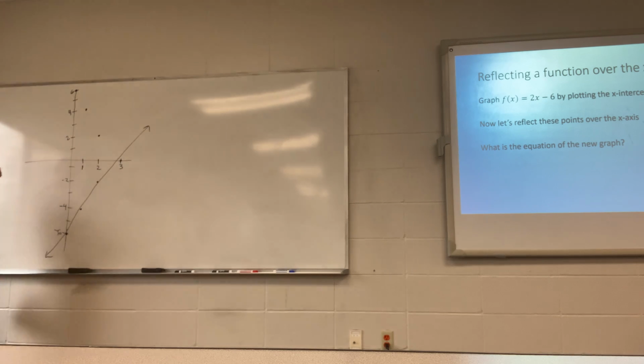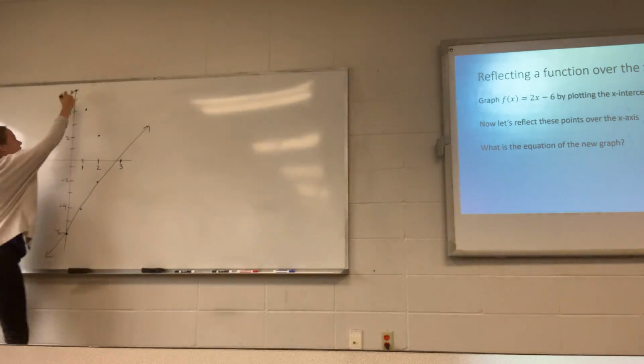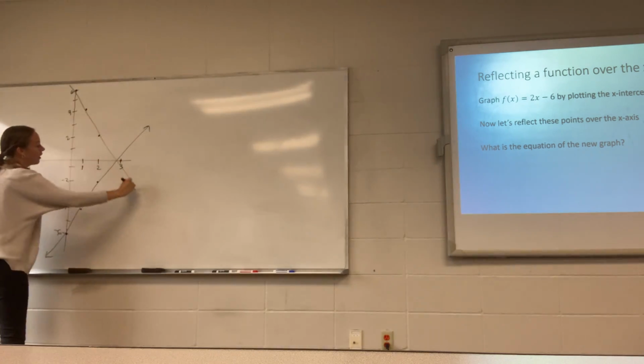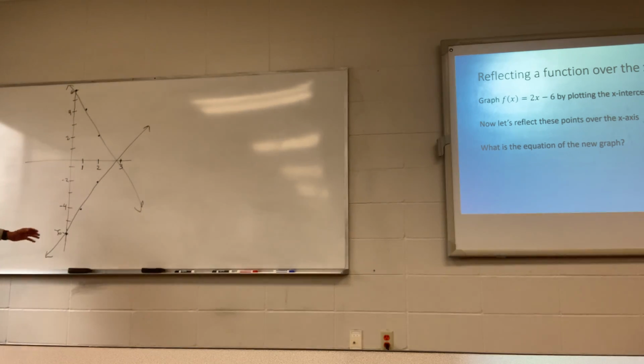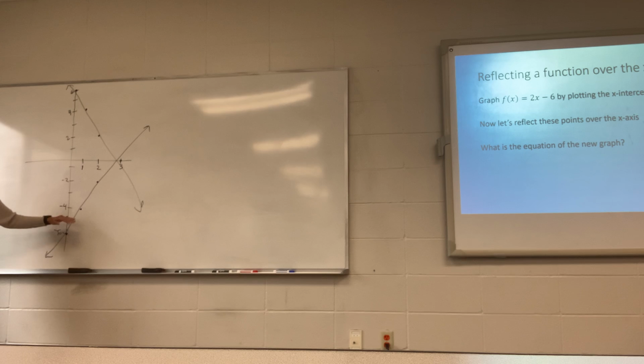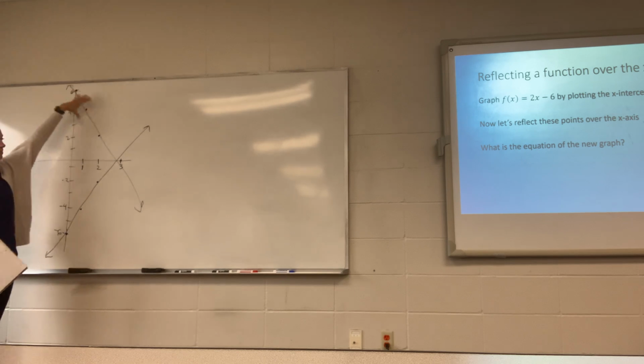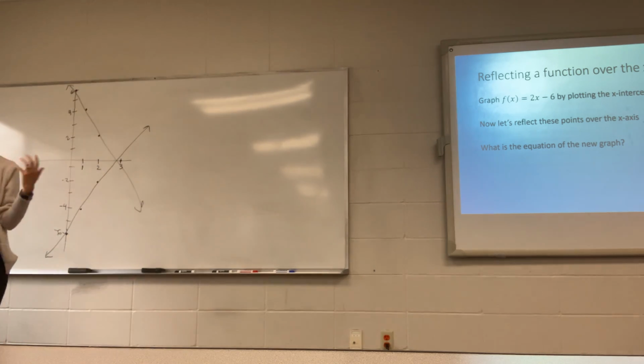What about this point right here that's at 3, 0? When I reflect that, is that going to change? No. So here's my new line. If I take this graph right here and reflect it over my x-axis, it's going to give me this line right here. Is everyone okay with that?